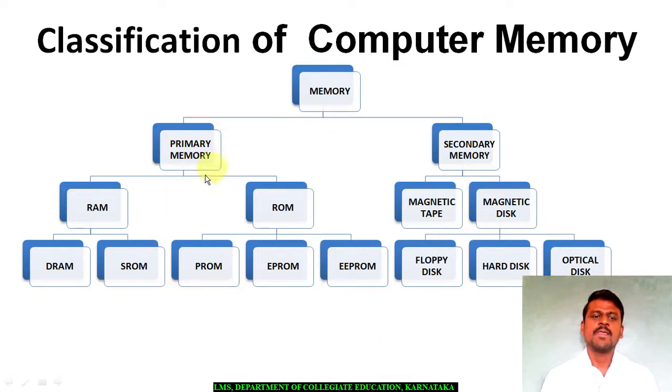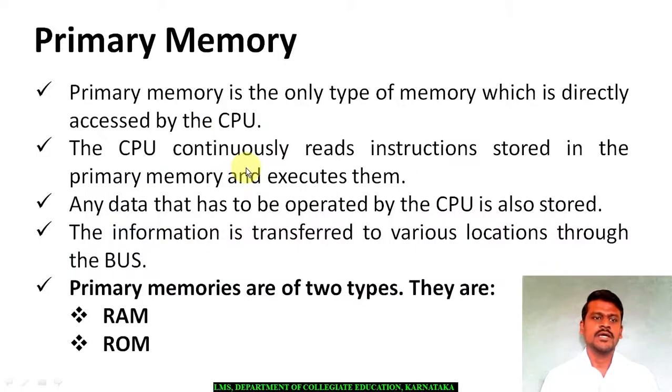First we will go with the primary memory, right? First we will see what we mean by primary memory and how it is divided. Primary memory is the only type of memory which is directly accessed by the CPU. This means it is a memory which is embedded within the central processing unit. So for any calculation, any processing or any storing, this will be used immediately, right?